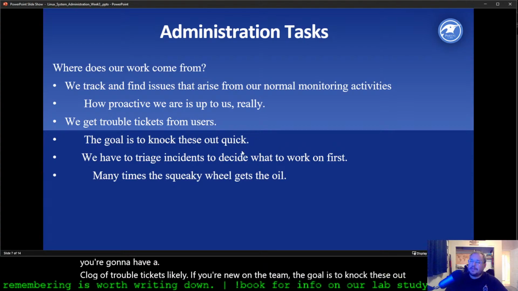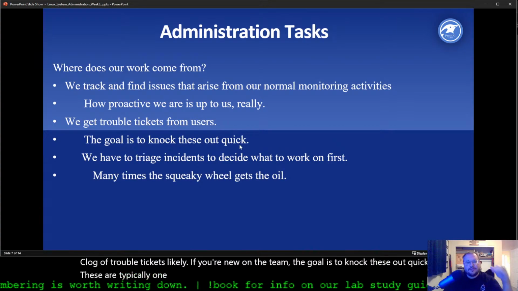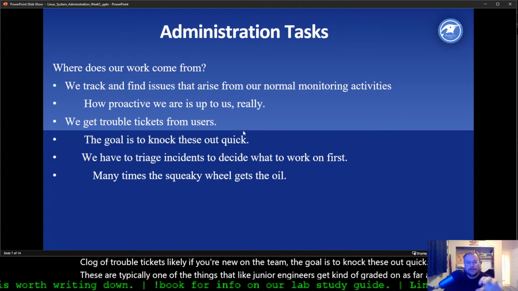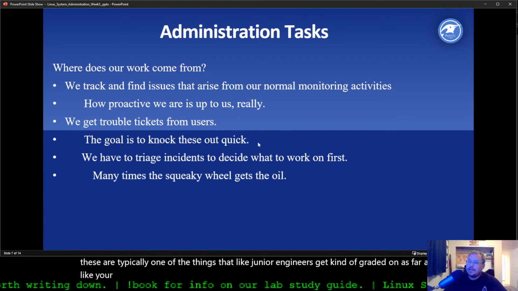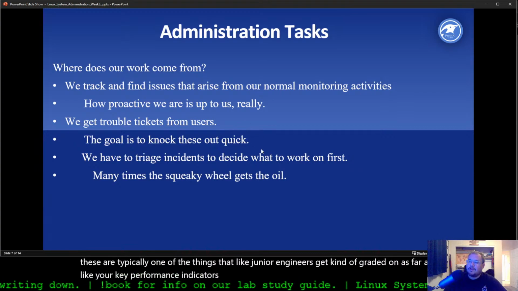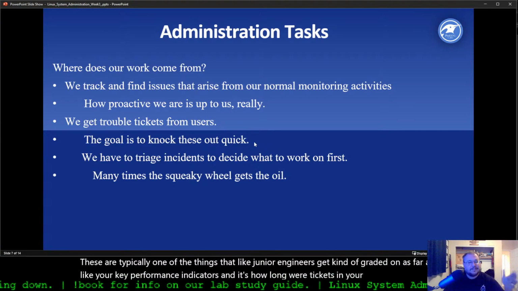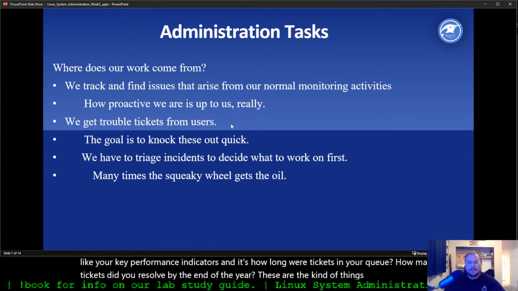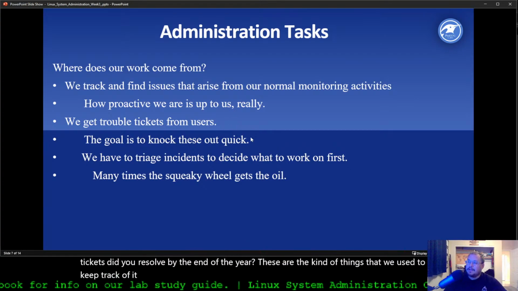These are typically one of the things that junior engineers get graded on as far as your key performance indicators. It's how long were tickets in your queue? How many tickets did you resolve by the end of the year? These are the kind of things that we used to keep track of at AAA.